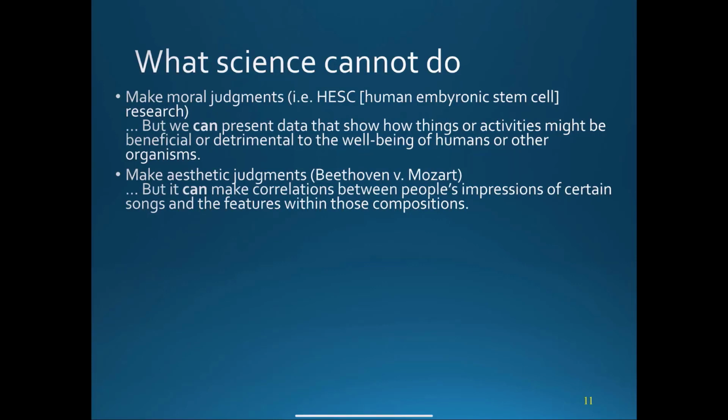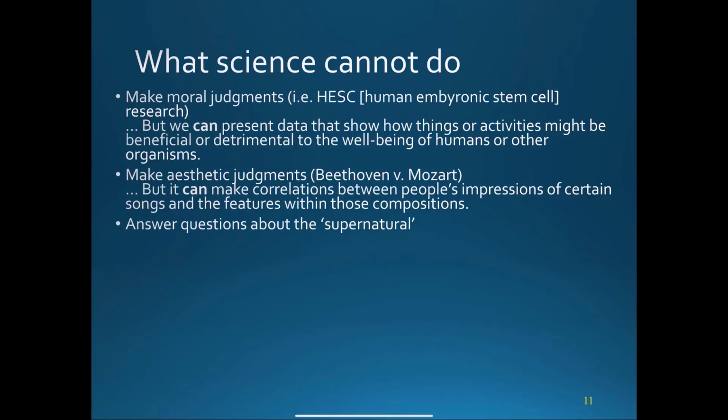Science can also not make aesthetic judgments, such as whether music by Beethoven is better than music by Mozart. However, scientists can make correlations between certain aspects that Beethoven's compositions have versus those involved in Mozart's compositions, and correlations between whether those tend to lead to people enjoying those compositions or not, right? So we can do studies on why people might like these things, but ultimately scientists can't be the one to say whether Beethoven is better than Mozart.